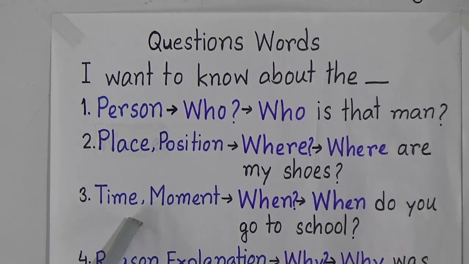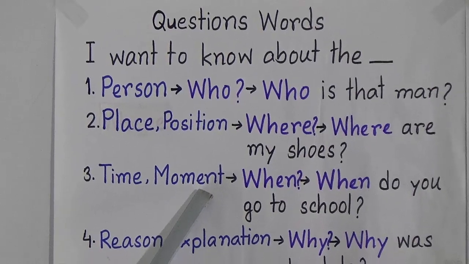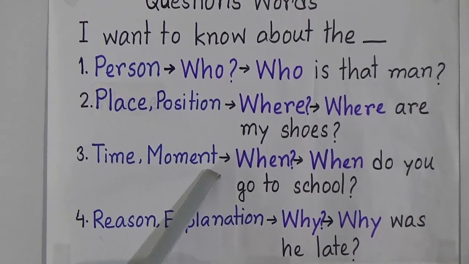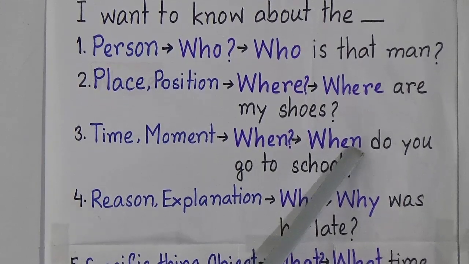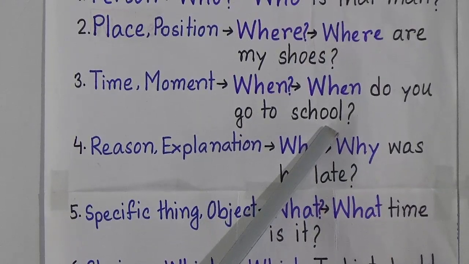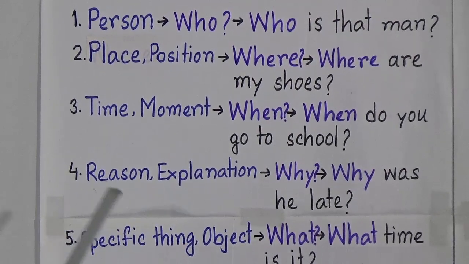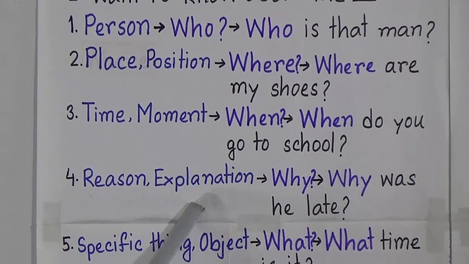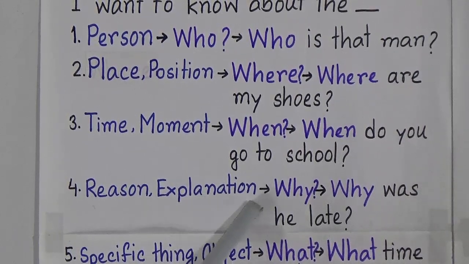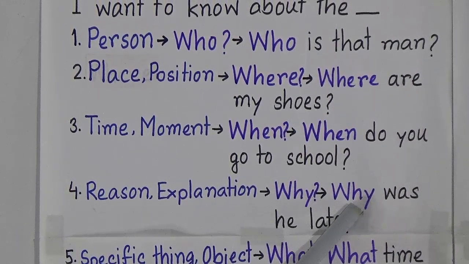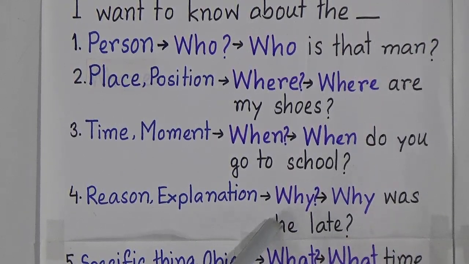And if you want to know about the time or moment or any occasion, what will you use? We will ask the question with when. An example, when do you go to school? That means you want to know about the time. And if you want to know about the reason or explanation or cause of something, you will ask the question with why. An example, why was he late? That means you want to know the reason for his being late.